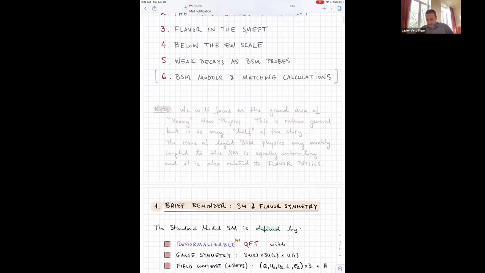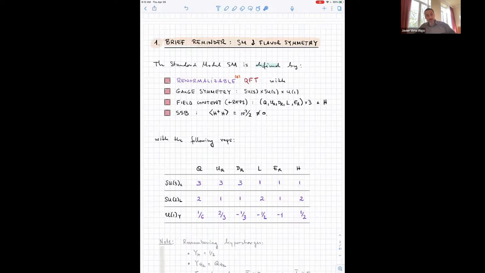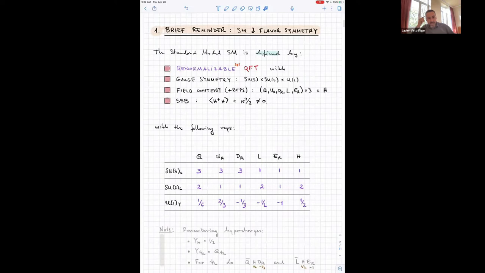All right. So let's start with a quick standard model review. Here I write the four main ingredients that enter the definition of the standard model. The standard model is a renormalizable quantum field theory, and here I did two things. One is put the word renormalizable in a fancy color. And the other thing I did was to put an asterisk here, because I will be questioning this axiom later on. So it's a renormalizable quantum field theory with a gauge symmetry. By the way, QFT means Lorentz invariance and quantum mechanics.